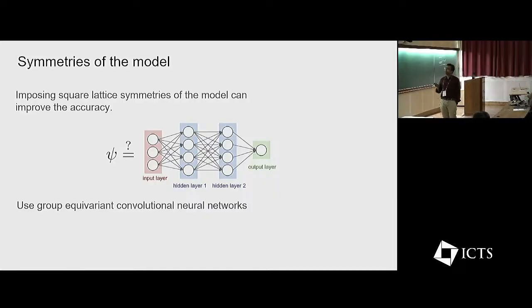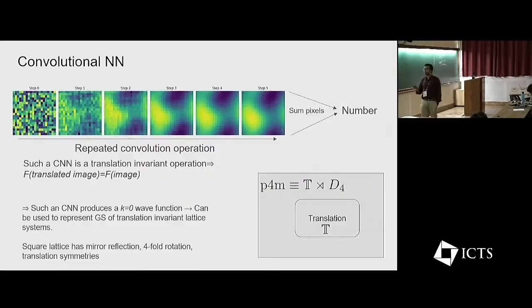If we naively use a neural network, it doesn't take advantage of the fact that the system has a lot of symmetries. In particular, I'm going to use the square lattice dimer model. The square lattice dimer model has many symmetries. It has a dihedral group symmetry, mirror symmetry, fourfold rotation, etc. In addition to translation symmetry, can I use those symmetries in the neural network itself? That brings us to the idea of the group equivariant convolutional neural network.